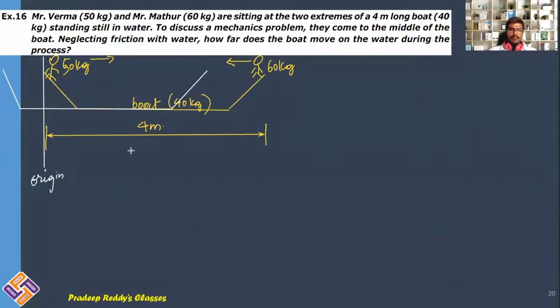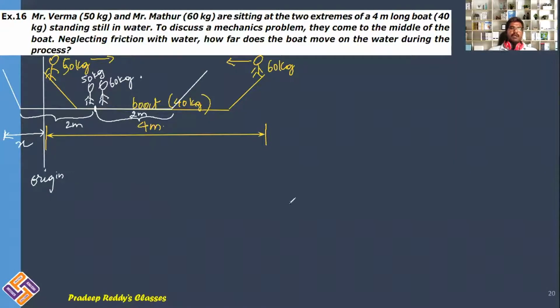This is the new position of the boat, and this is the center of the boat. The length from here to here is 2 meters, and the length from here to here is 2 meters, and both the persons are now finally at this position. He is 50 kg and he is 60 kg, and this displacement which is obtained from the x-axis, I am considering as x.